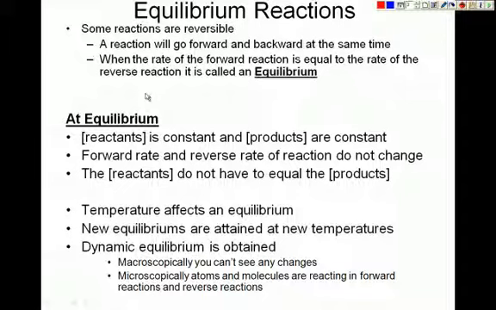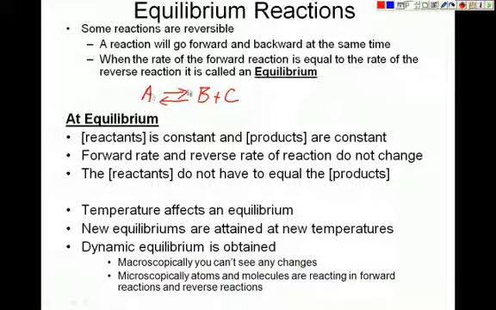So if you have a very simple equation like A turning into B plus C, what that means is as A is turning into B and C, B and C are combining and turning into A. So there's a forward reaction of A going into B and C, or in other words, a decomposition reaction going forward, and then a synthesis reaction going in the reverse way. So a reaction going this way and this way.